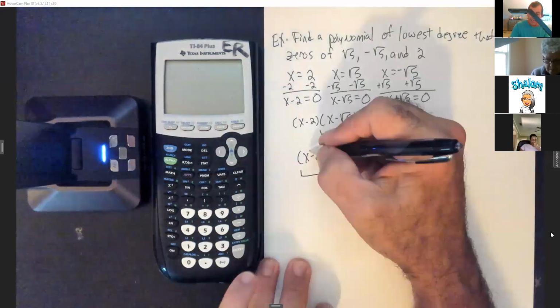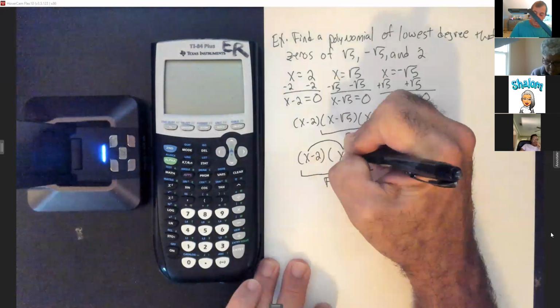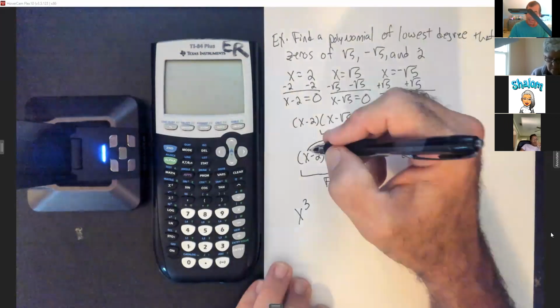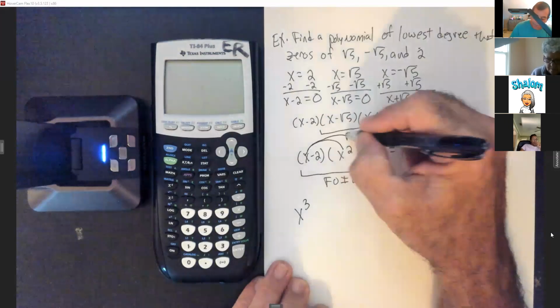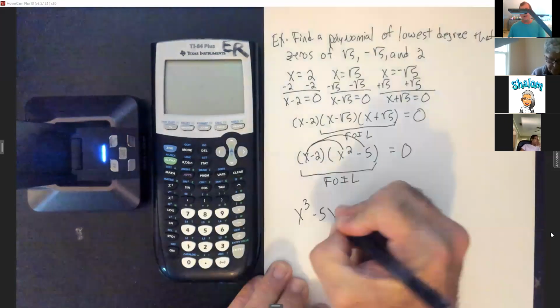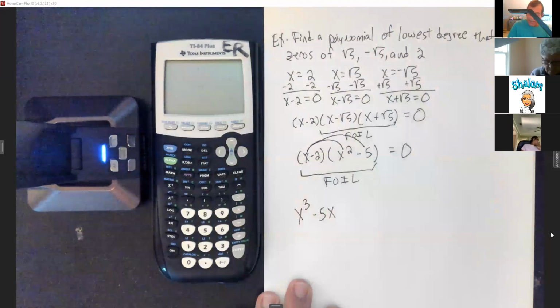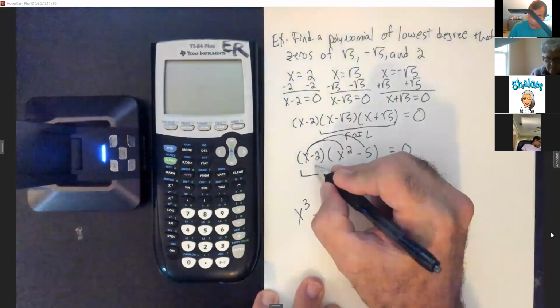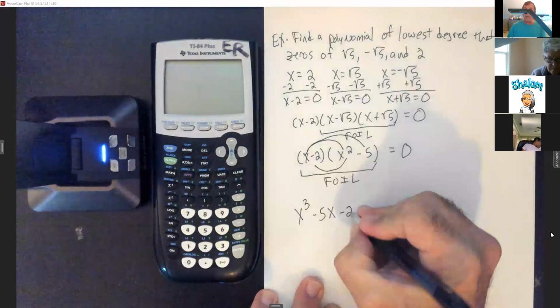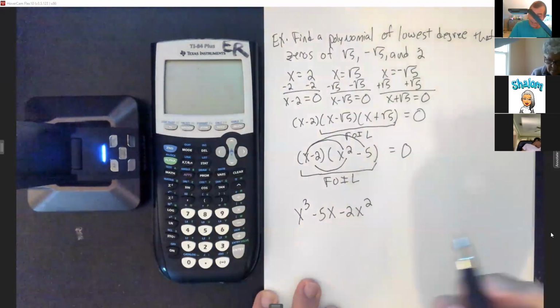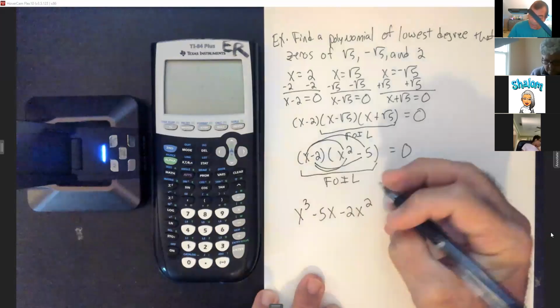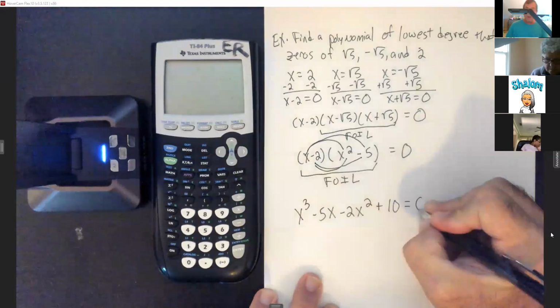X times the x squared gives you an x to the third. X times -5 gives you a -5x. All right, next is the -2 times x squared is a -2x squared. And then at the end, -2 times -5 gives me a +10, all equal to 0.